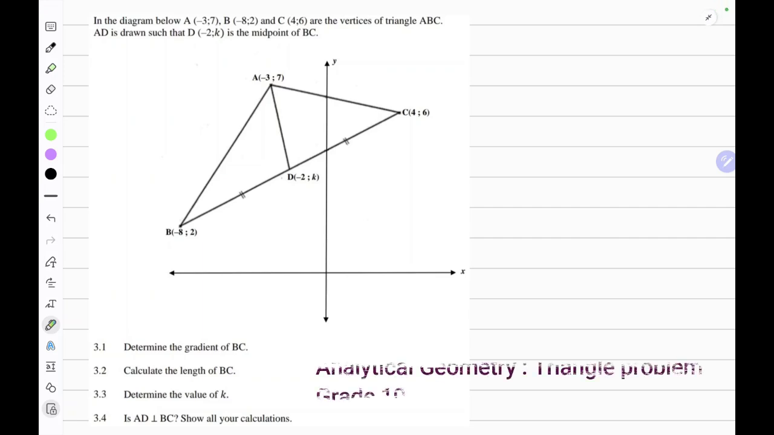Hi guys, let's solve the following analytical problem together. It says in the diagram below, A, B, and C are the vertices of triangle ABC. So A, B, C here form this triangle. They're going further to say that AD is drawn such that D is the midpoint of BC. So for line segment BC, D is the midpoint.